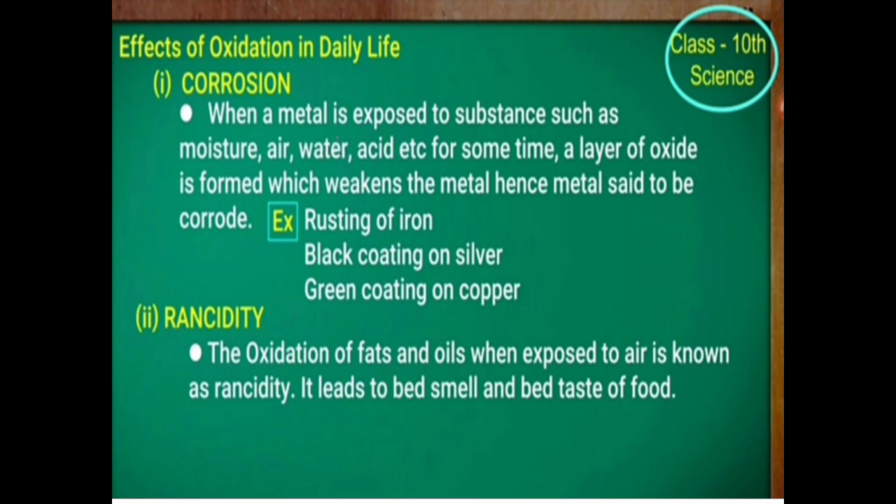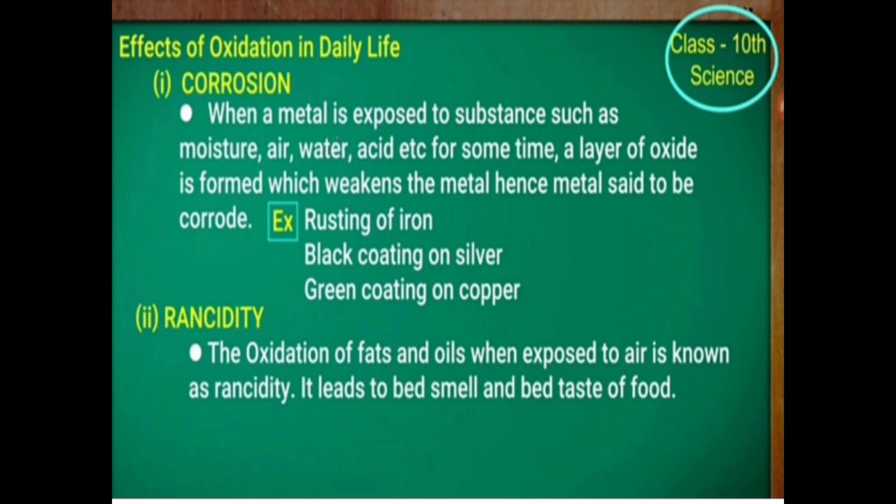For example, rusting of iron. When iron is rusted, a brownish layer of oxide is formed. We say that it is corroded. Then the black coating on silver. We say silver is corroded. Green coating occurs on copper if it is corroded. So these are the metals which get corroded due to their exposure to other substances like moisture, air, water, etc.